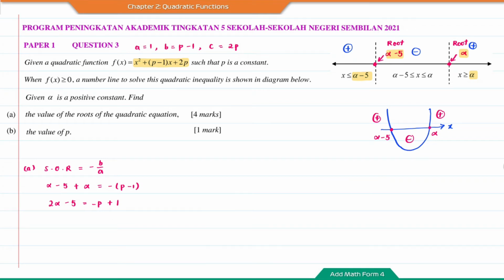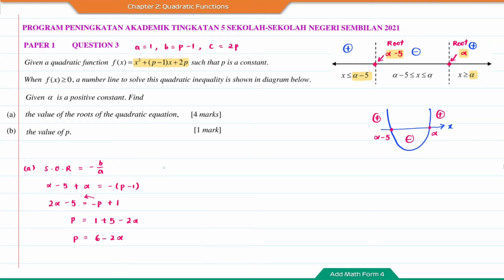Alright, so here I'm going to let p become the subject of the formula. I'm going to move this negative p to the left hand side and 2 alpha minus 5 to the right hand side. So p is equal to 1 plus 5 minus 2 alpha. Therefore, p is equal to 6 minus 2 alpha.